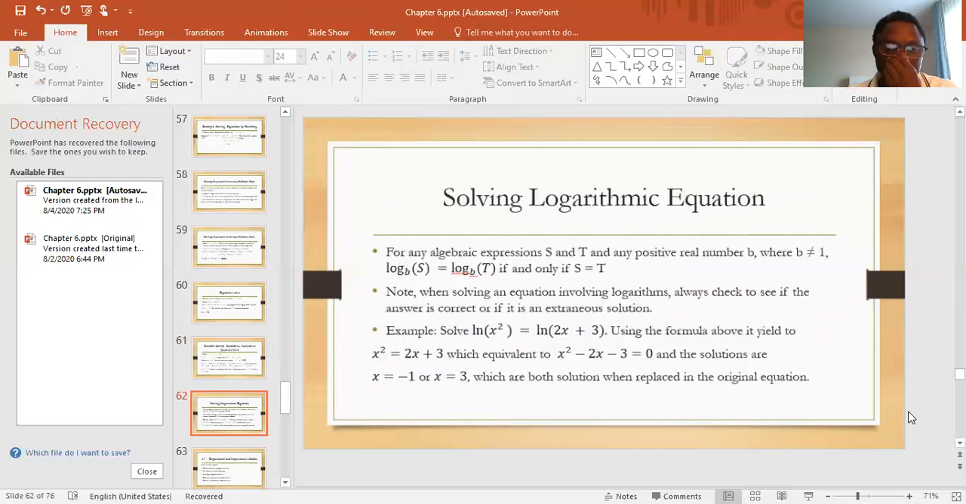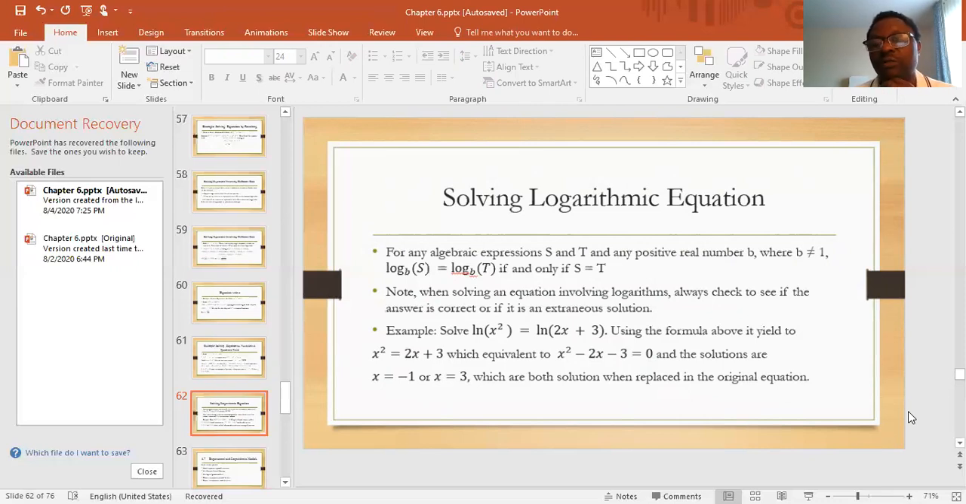So we do the same if we have a logarithmic equation at a certain base. We apply the exponential function as the inverse of the logarithm. Example, we are asked to solve the equation natural logarithm of x squared equals natural logarithm of 2x plus 3. So because the natural logarithm is a one-to-one function, we apply the inverse of it, which is the natural exponential, and it gives us x squared equals 2x plus 3.